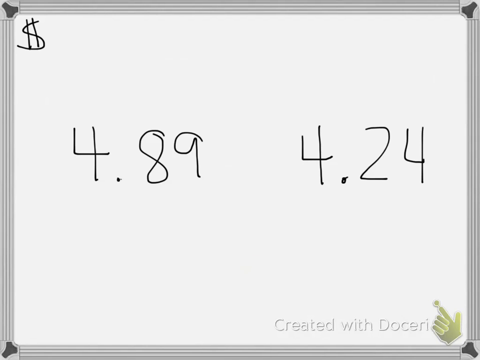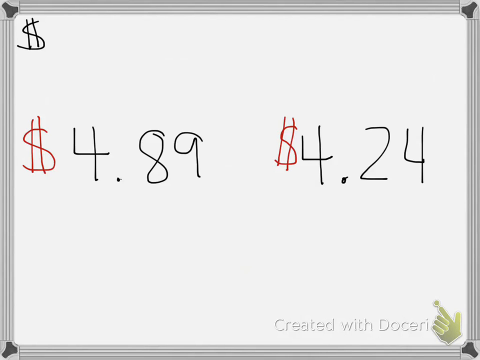Another tip when you're comparing numbers with decimals is to think about money. So turn your numbers that you're looking at into dollar amounts. So instead of 4 and 89 hundredths, I can think of it as $4.89 and $4.24. That might help you be able to compare them easier.